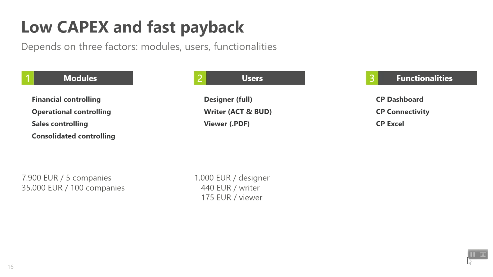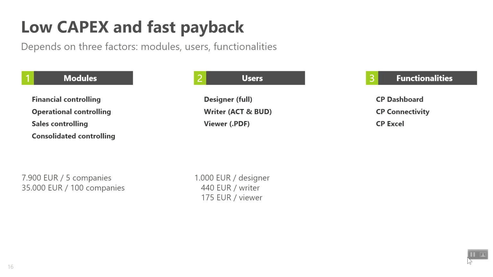Also, you can choose the users that you want to have. And here we can see examples of the users. The main user is the designer who has the full access, and he's the administrator of CP within your company. It's usually controllers who have this role. Writers are those who can put in numbers, and they can have the access to various tables where they give their inputs.